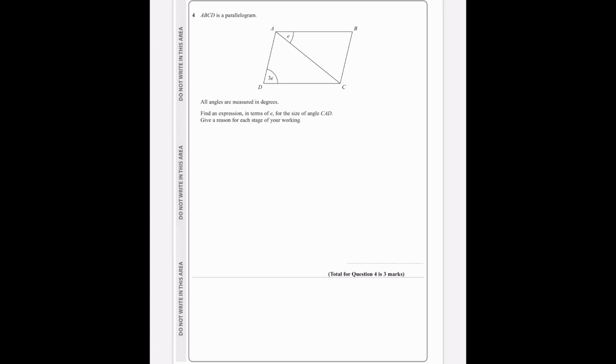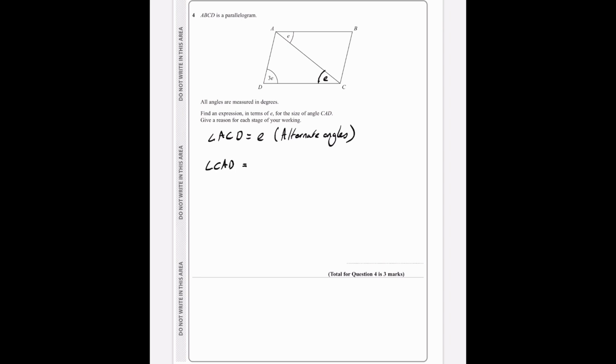For the parallelogram, we know that AB and DC are parallel and that AD and BC are parallel. That allows us to write angle ACD as E because it's alternate to CAB. So that angle ACD is also going to be E. It's alternate angles.